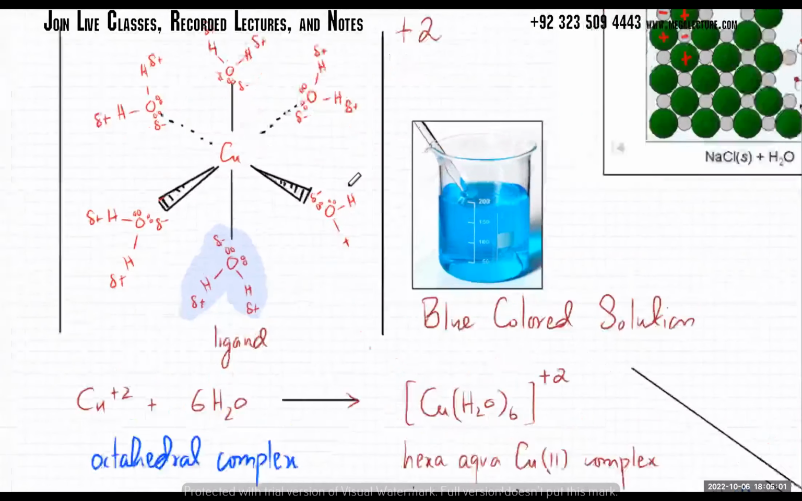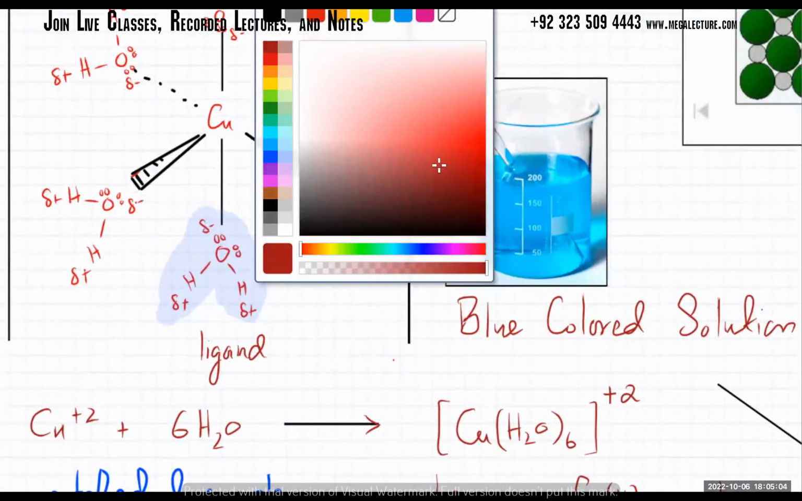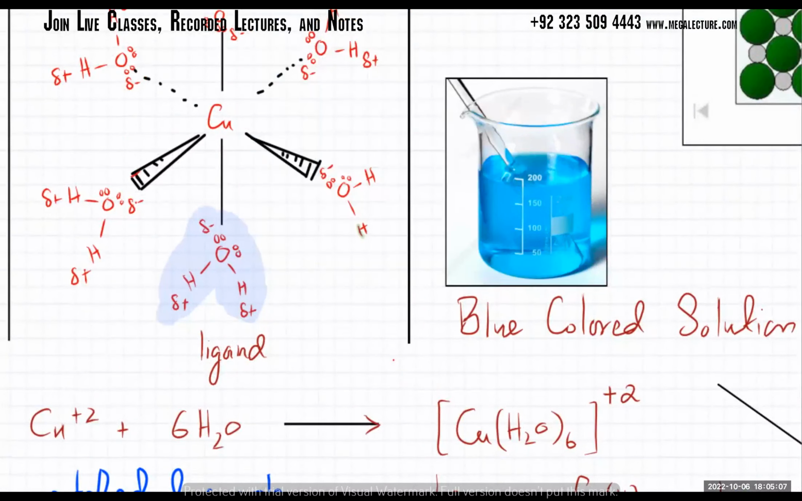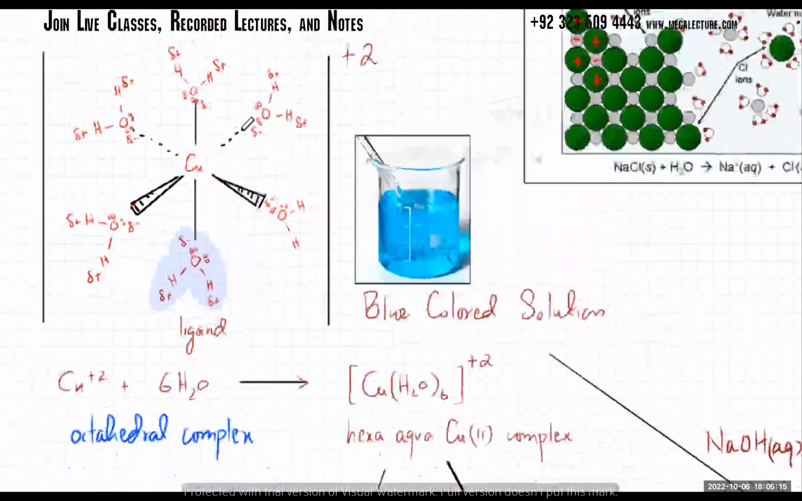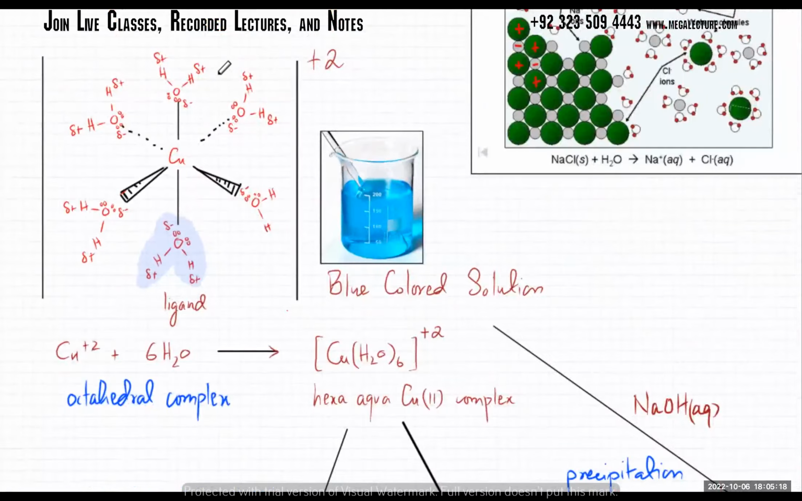The species with lone pairs are your ligands. They're the ones forming a coordinate bond or a dative bond with the copper in the middle. It's known as an octahedral complex because of its shape. The shape is octahedral: 6 bonds, 1 on top, 1 at the bottom, 2 on the x-axis, 2 on the y-axis. So it's copper surrounded by 6 water molecules, and that's a blue colored solution. You should know that copper dissolved in water is a blue colored solution.